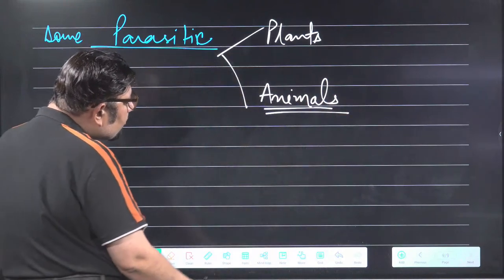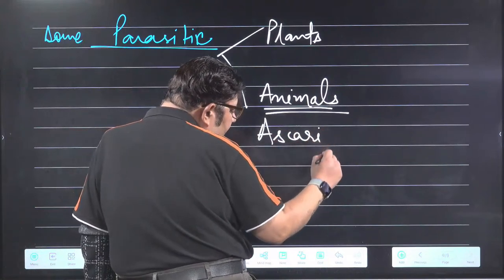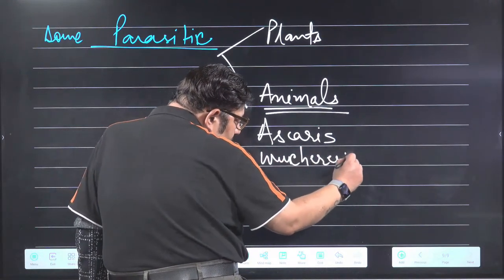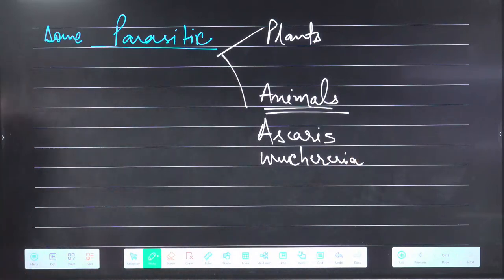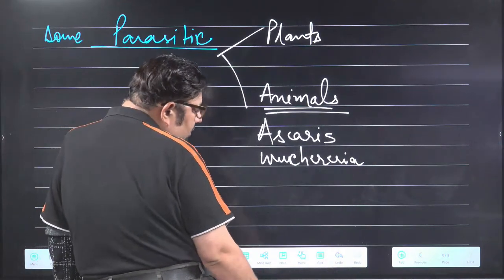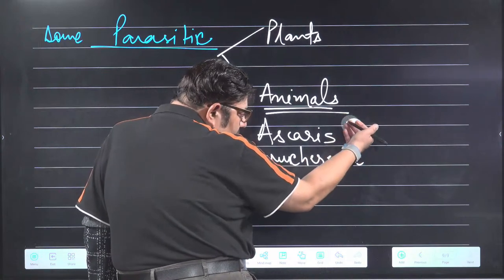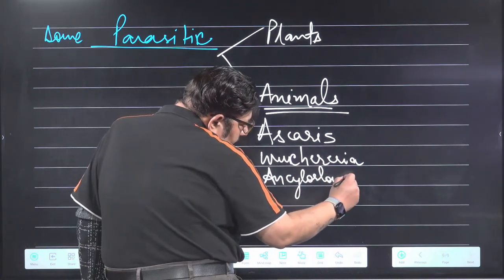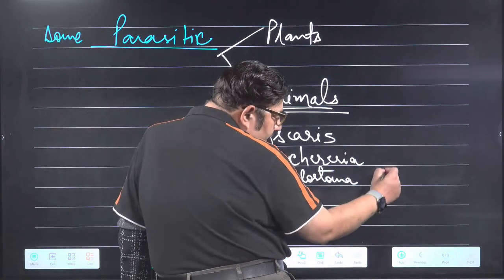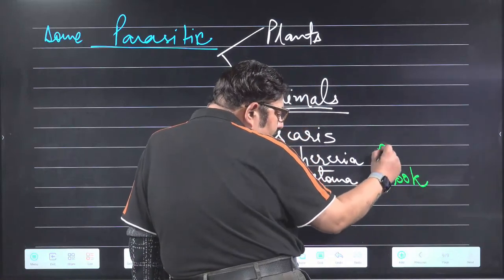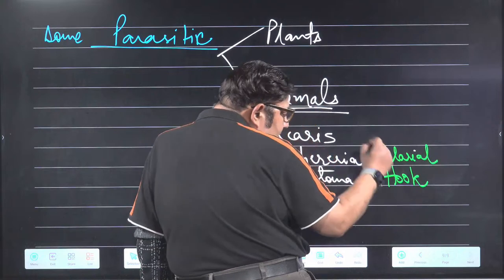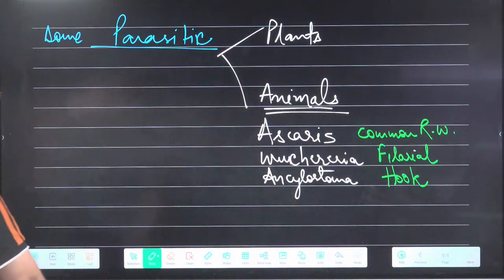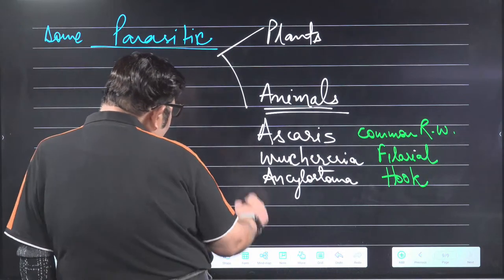Animal endoparasites: Ascaris, the common roundworm, Ascaris lumbricoides. Wuchereria bancrofti and Wuchereria malayi are the two common filarial worms. Ancylostoma duodenale is the hookworm. So common roundworm, filarial worm, hookworm: these are the three important examples.